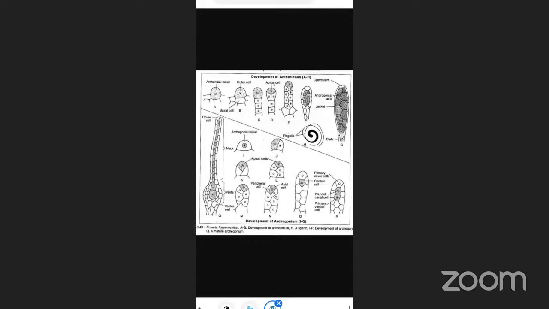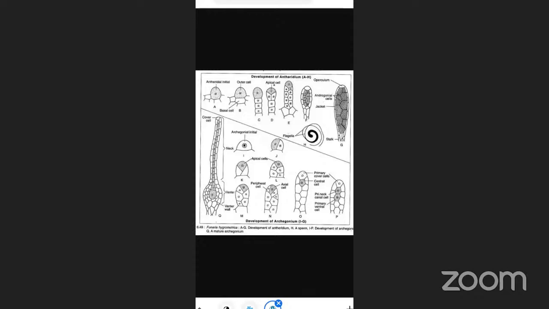Okay, so the next one is the sexual reproduction. Here, a cluster of antheridia and archegonia are produced on the male and female branches of the same plant, the same gametophytic plant body.